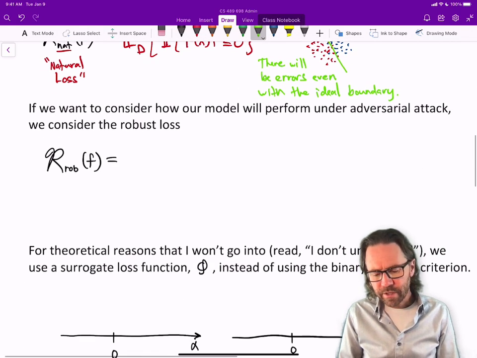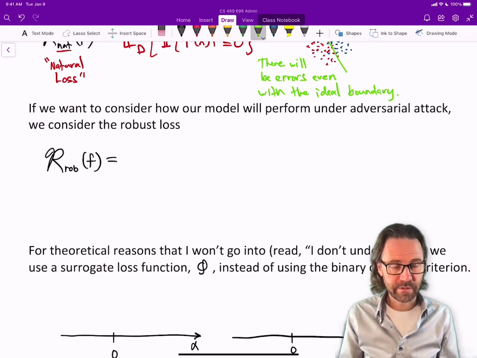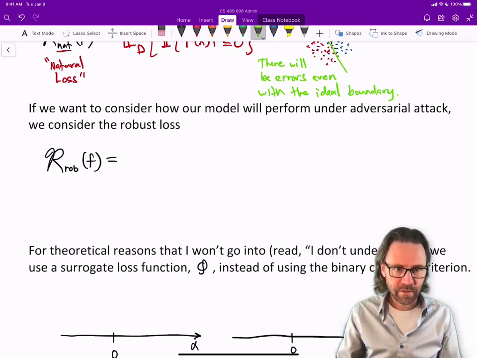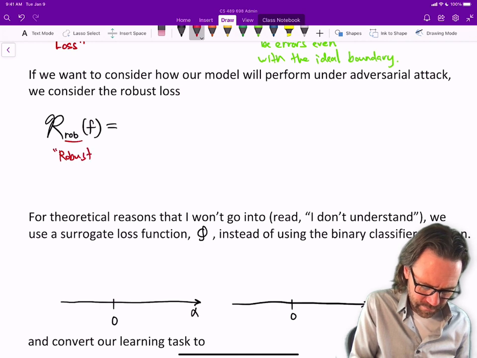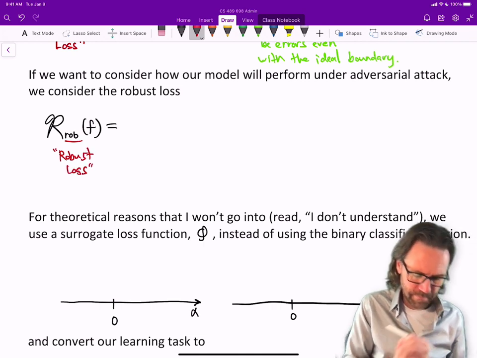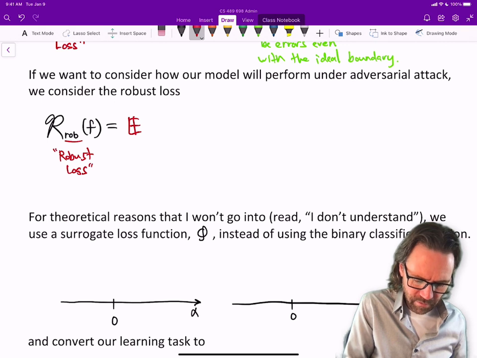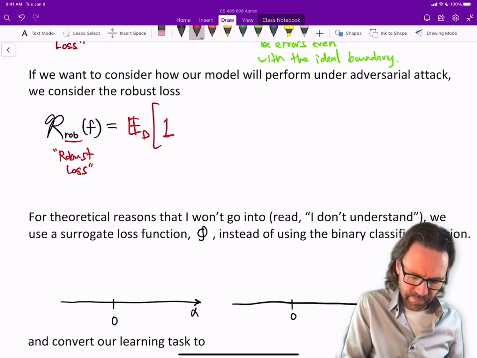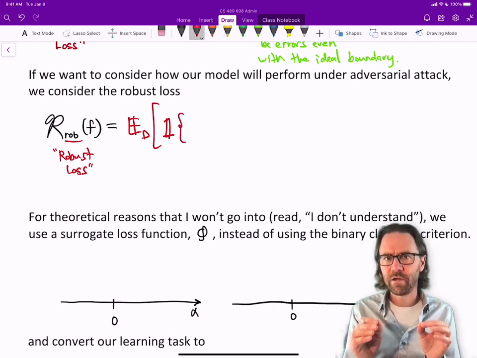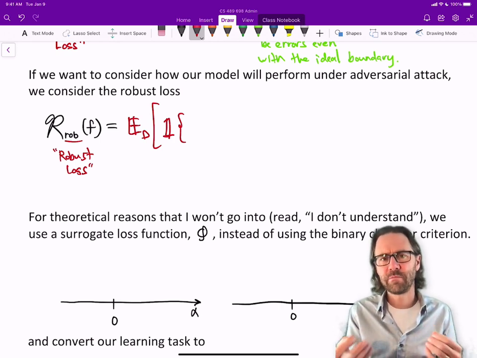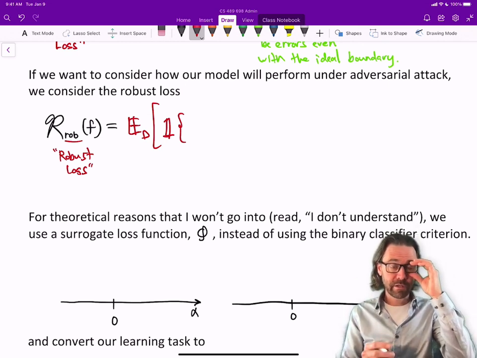Now, if we want to consider how our model will perform under adversarial attack, we need to be a little more pessimistic, right? Because there's going to be some wiggle room trying to make our lives difficult. So we consider the robust loss. This is the expected value over our data set of, now we're going to count the number of times that... it's not just about the training, or sorry, the test elements themselves. It's about their neighborhoods, and are there adversarial examples in their neighborhood.